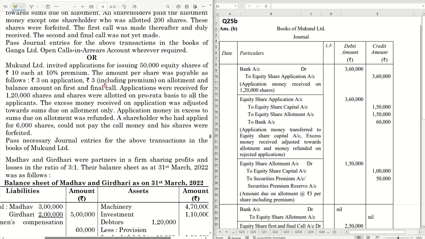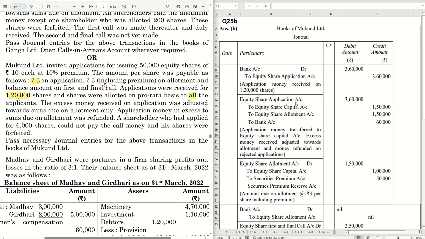Again, the important word to be noted here is all. Okay, there is no rejection. So based on this, let's pass the first journal: bank account debit to equity share application account, 1,20,000 shares into 3, which is 3,60,000. So the first journal is done.